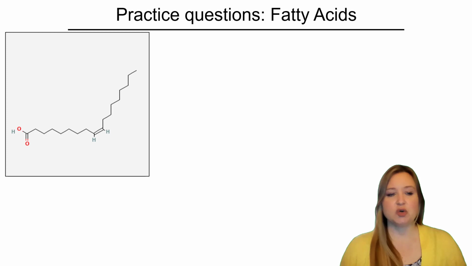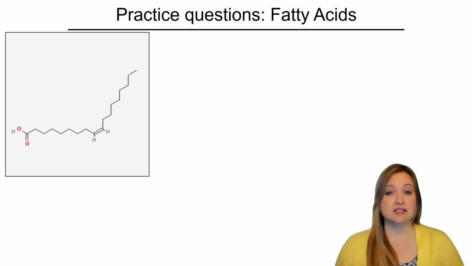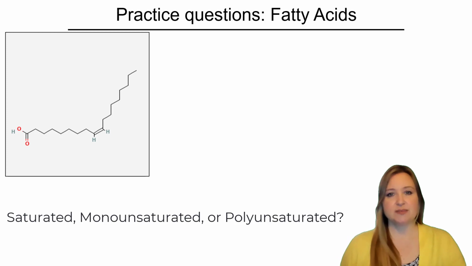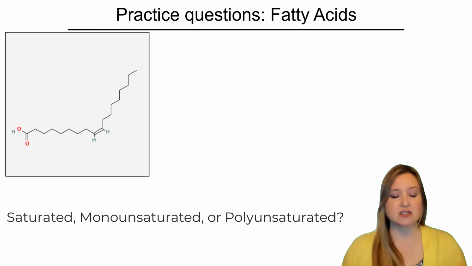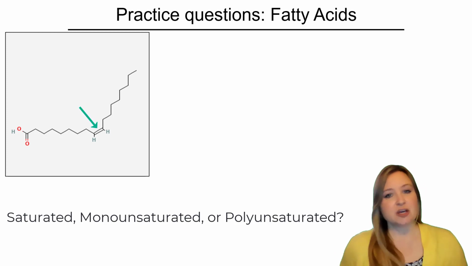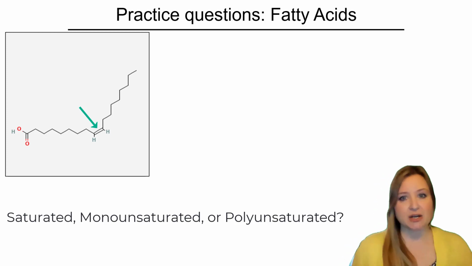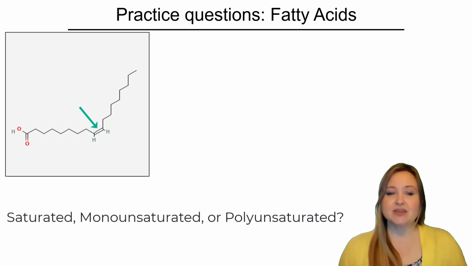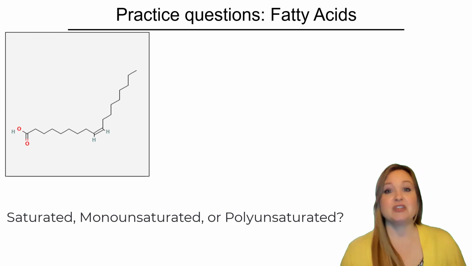So here's my question for you. This drawing of this fatty acid, is it saturated, monounsaturated, or polyunsaturated? Okay, so disregard the carboxyl part, because we're looking at the hydrocarbon part, the rest of the molecule. And there we see one double bond. So if there's a double bond, we know that it's unsaturated. Now we just have to figure out, is it monounsaturated or polyunsaturated? Well, it has one double bond, so that means it's monounsaturated. Try this one next.